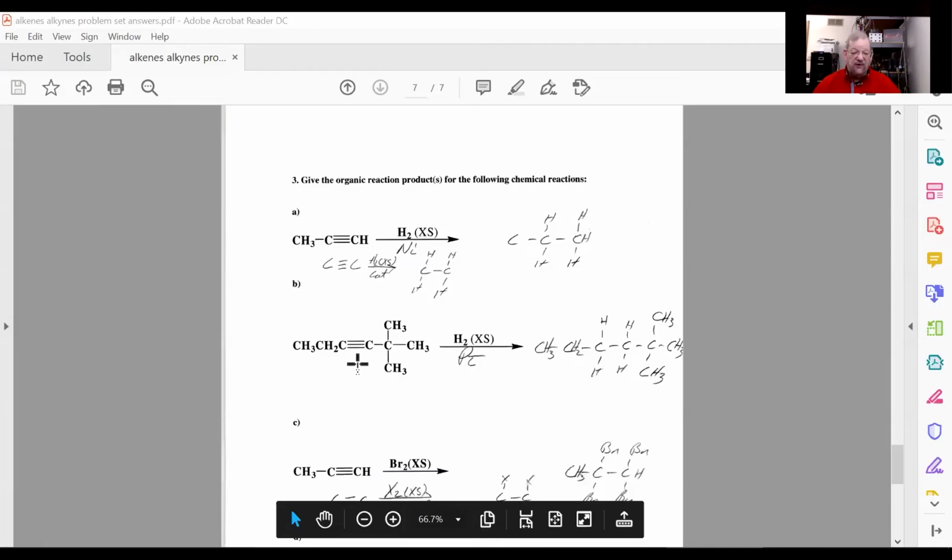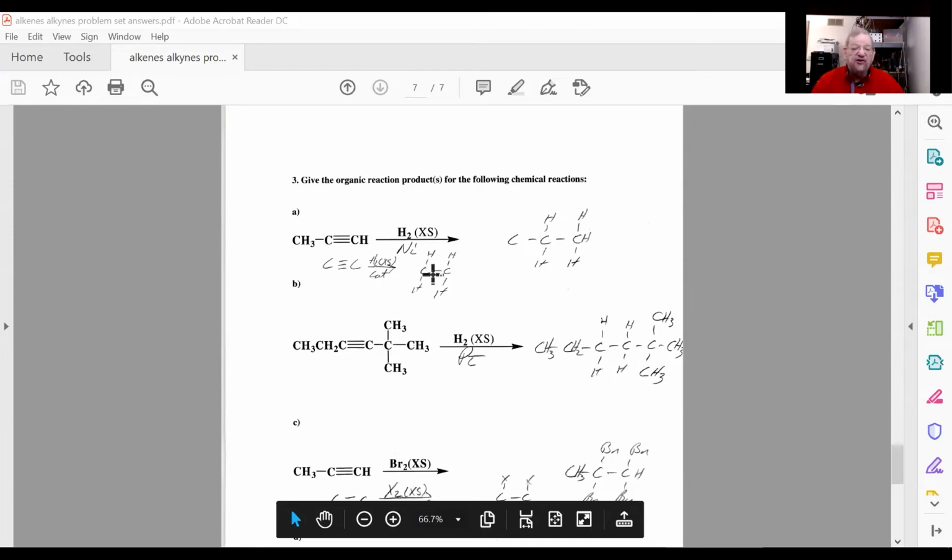And here, triple bond, big molecule, but I just see a triple bond, excess hydrogen. Remember, XS in a bracket means all the hydrogen in the world that can react with anything hydrogen can react with, because organic chemists hate to balance equations. We don't have to. Triple bond, excess hydrogen, and catalyst, nickel, platinum, or palladium.